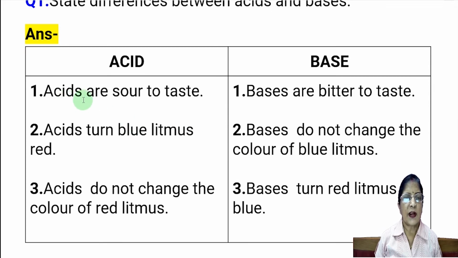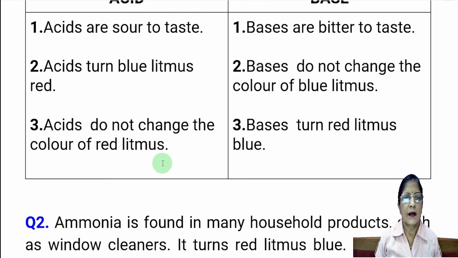So the first point for acid is, acids are sour to taste. For base, bases are bitter to taste. Now the second point for acid is, acids turn blue litmus red. For base, bases do not change the color of blue litmus. Now the third point for acid, acids do not change the color of red litmus. For base, bases turn red litmus blue.